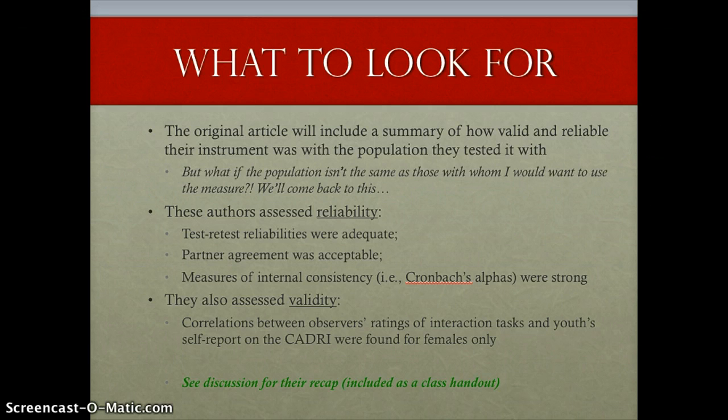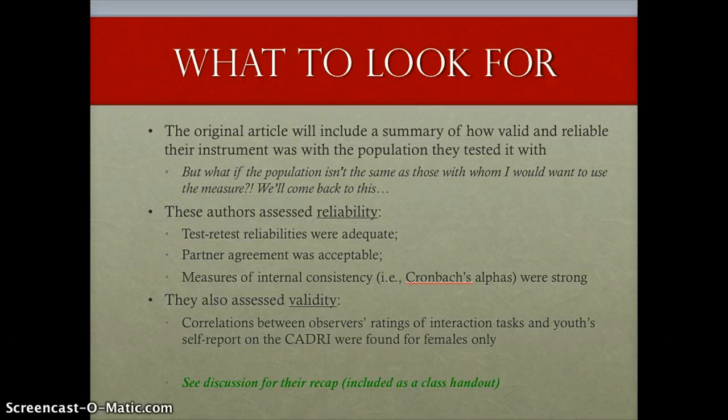Couples that are violent should have criterion validity, which is like a correlational validity. So you would expect, for example, couples that are highly argumentative and displaying signs of verbal aggression to score highly, at least on the verbal aggression subscale of the CADRI when they fill that out. So we're looking at things like that. They also showed measures of internal consistency, Cronbach's alphas. That's what that is, and those were strong.